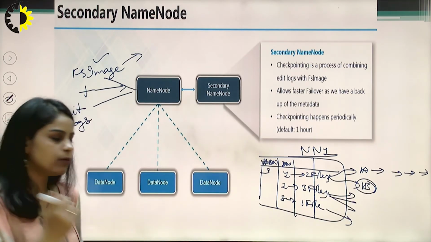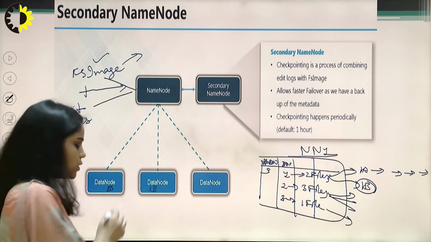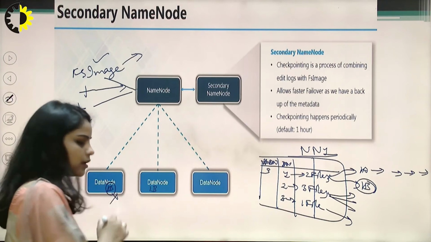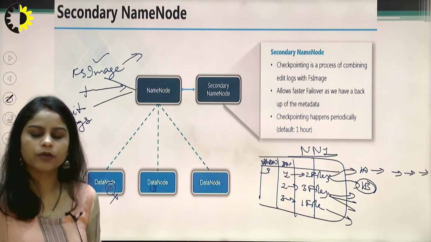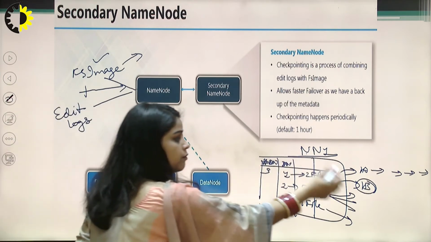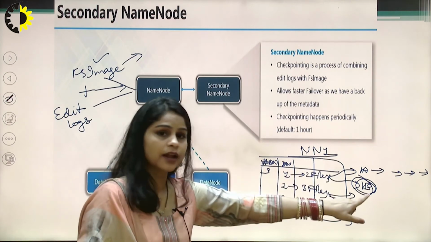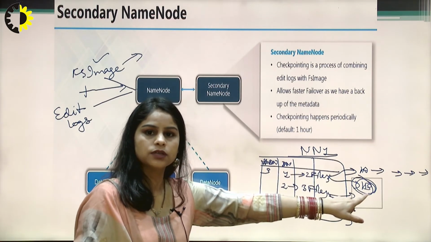Once you delete 1B, 1B will be deleted. Let's say 1B is here also. So 1B will be removed from this data node. It means we'll remove this block from the data node. The second step will be that the name node will remove this entry also. So now we have changed an entry in the name node, as you can see here.